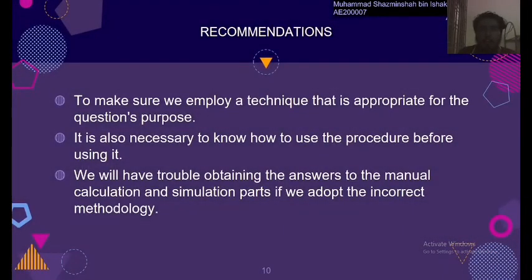Okay, our recommendation is to make sure that we employ a technique that is appropriate for the purpose of the question. It is also necessary to know how to use the procedure before using it, because we will have some trouble obtaining the answer in the manual calculation and simulation part if we adopt the incorrect methodology.